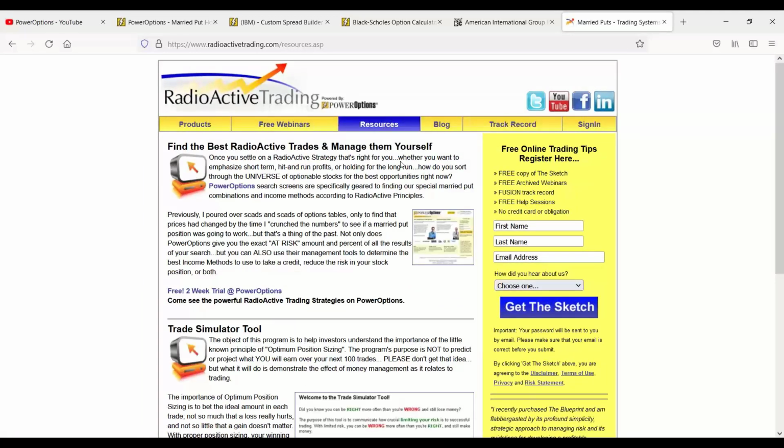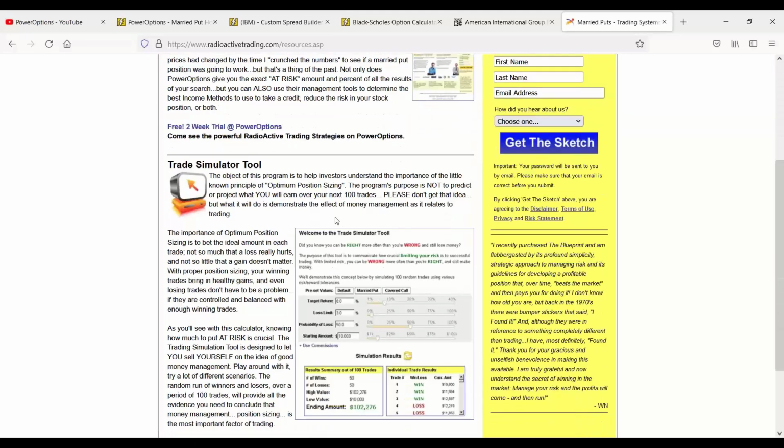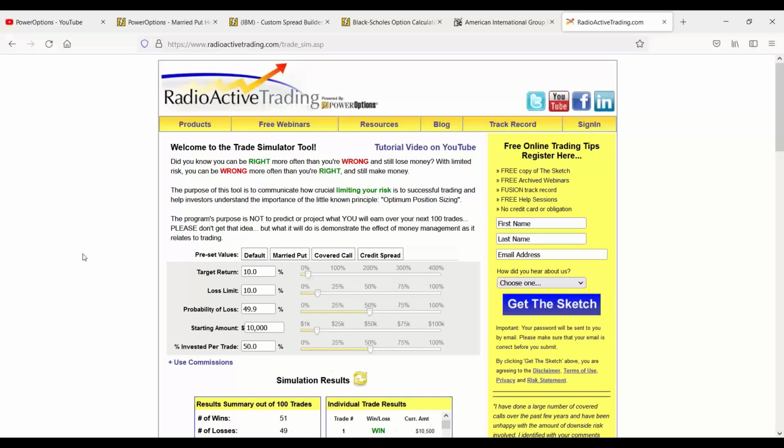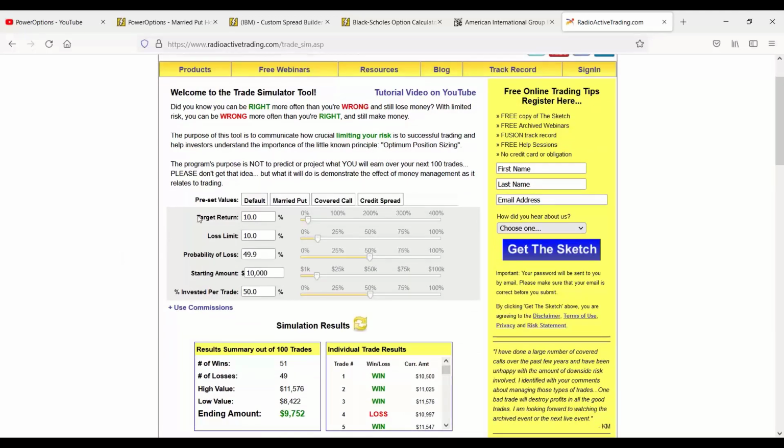One of the interesting and fun tools that we have available on Radioactive Trading under the Resources tab is called the Trade Simulator tool. What this tool does is allow you to put in your target return, the loss limit for a management technique, probability of loss, starting capital, and how much you'd invest in each trade.